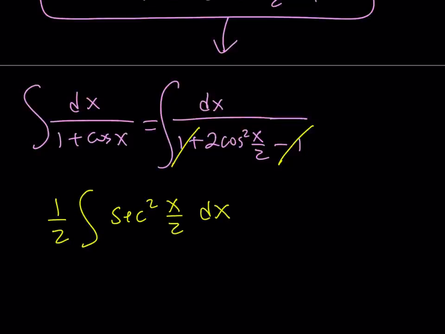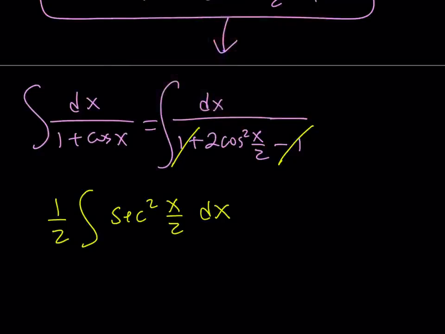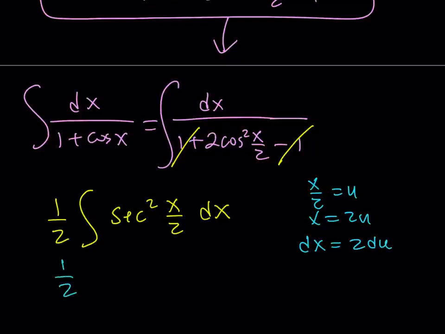Now, if you remember the formulas for integration, the integral of secant squared is tangent, because the derivative of tangent is secant squared. But we have an x over 2. So what are we going to do? Well, if this bothers you, you can just go ahead and do a quick u substitution. Say that x over 2 is equal to u, x is equal to 2u. Allow me to say that. And dx from here is going to be 2 du. So that allows you to write this as 1/2 of secant squared u times 2 du.